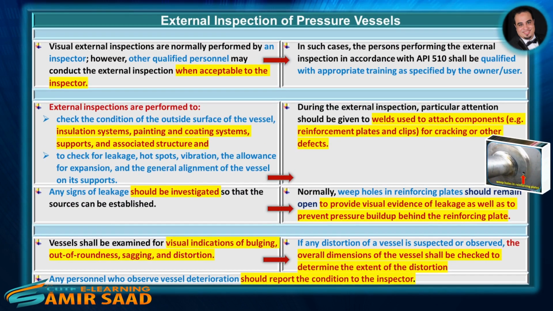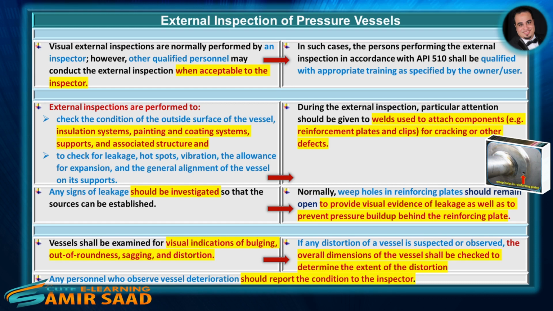External inspection of pressure vessels. Visual external inspections are normally performed by an inspector. However, other qualified personnel may conduct the external inspection when acceptable to the inspector. In such cases, the persons performing the external inspection in accordance with API 510 shall be qualified with appropriate training, as specified by the owner-user.